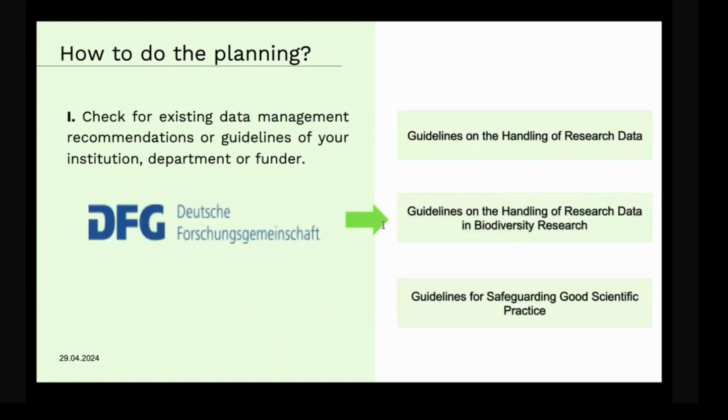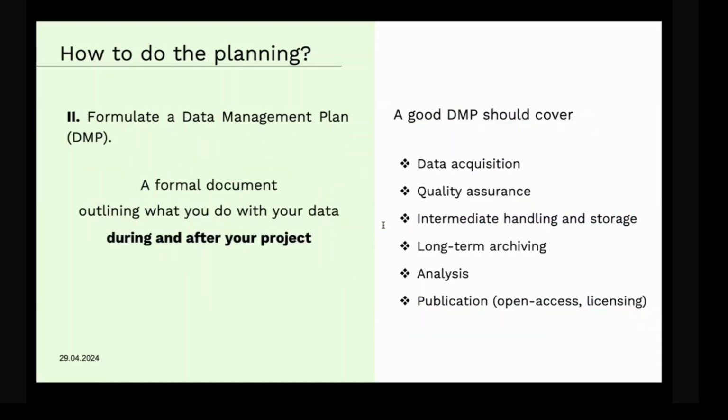Then you have to check any kind of existing data management recommendations, guidelines, or requirements. So we also mentioned this morning, so repetition makes maybe for learning, the guidelines for handling research data of the DFG, the guidelines for handling research data in biodiversity research, and also the good scientific practice. But that's only from the funding side. Of course, you have to keep in mind anything coming from your institution in addition to that as well.